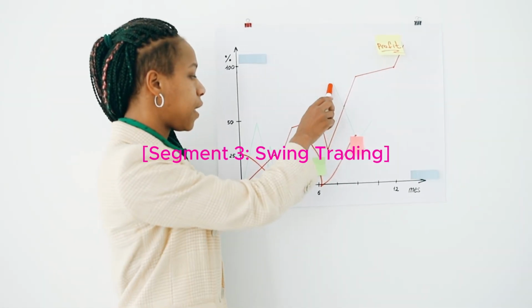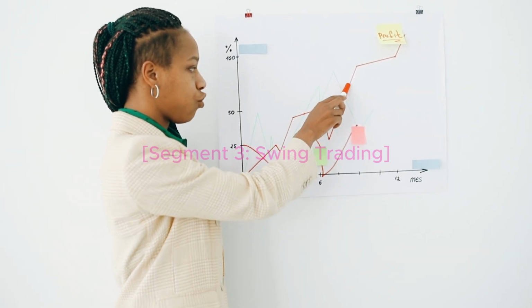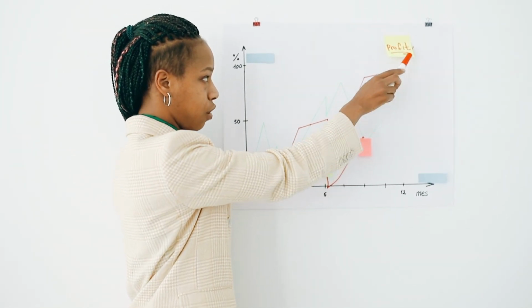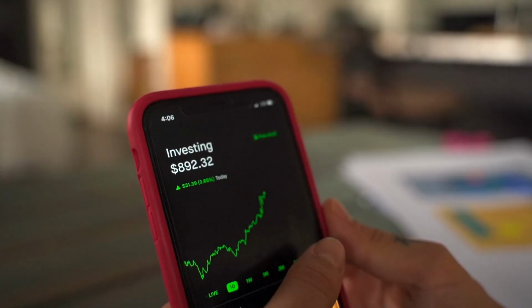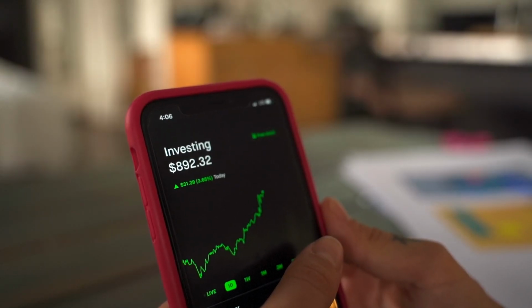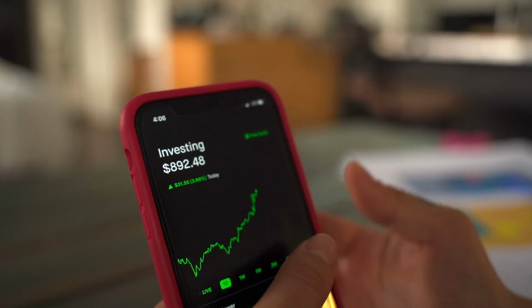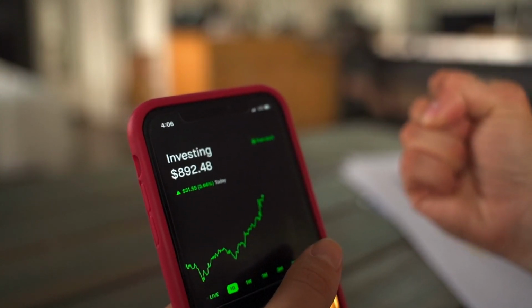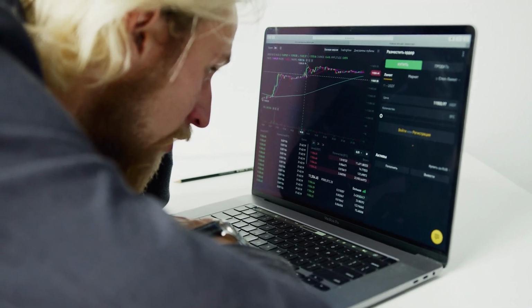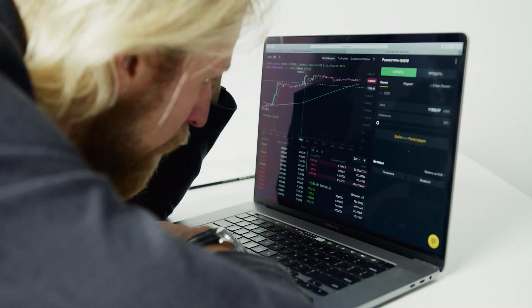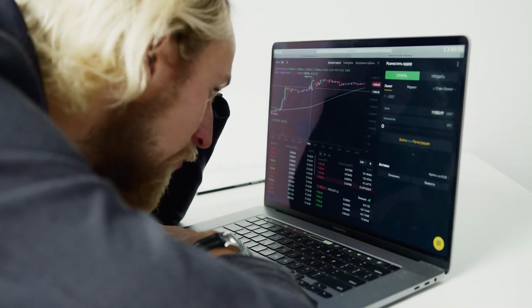Now, let's explore strategy number 3, swing trading. Swing traders take advantage of medium-term price trends that can last from a few days to several weeks. Unlike day trading, swing trading offers more flexibility and can suit those with busier schedules. It's all about identifying trends and capitalizing on profitable opportunities.